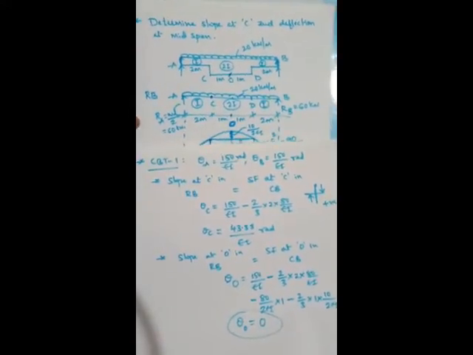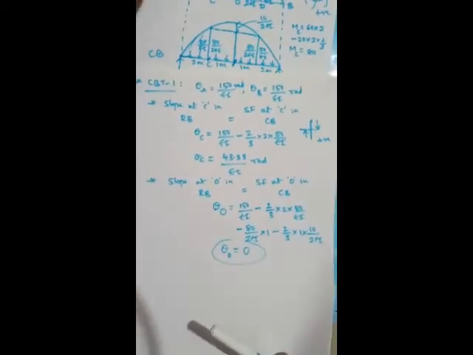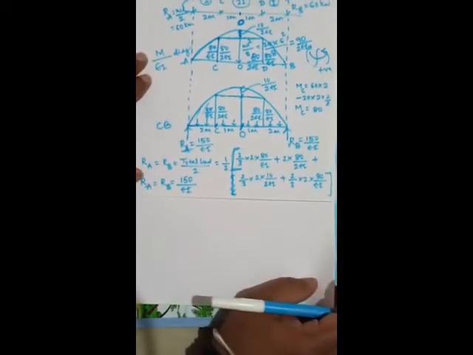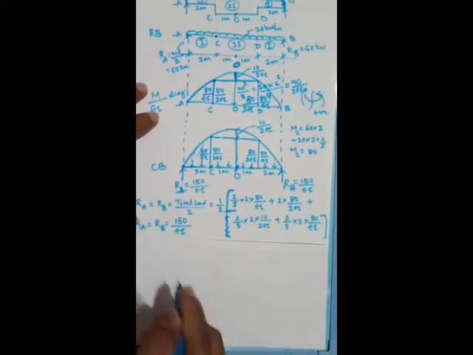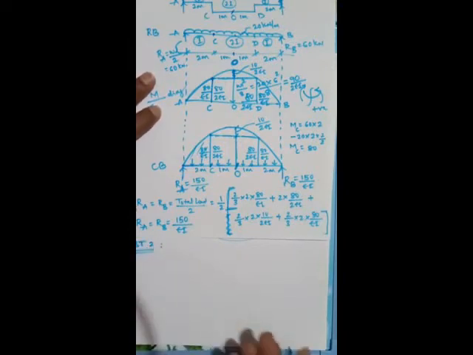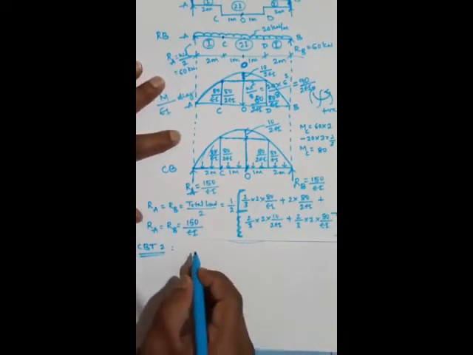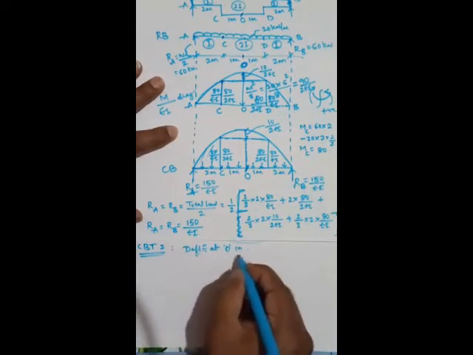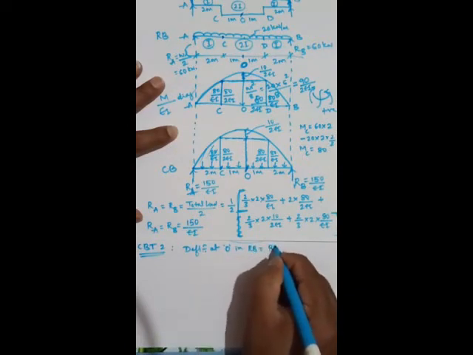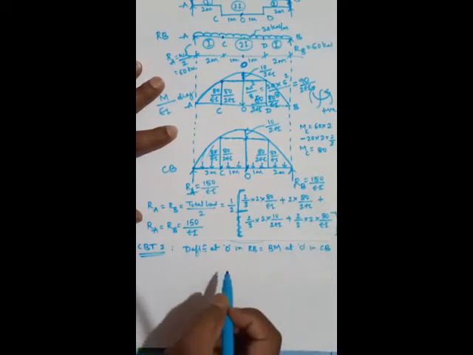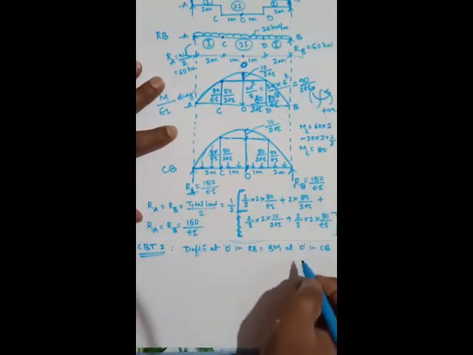And they have asked the maximum deflection, nothing but the deflection at midspan. So we will calculate the deflection at midspan. Means this point is O, exactly here. So what is the deflection? According to conjugate beam theorem 2, the deflection at O in the real beam is equal to the bending moment at O in the conjugate beam, correct?